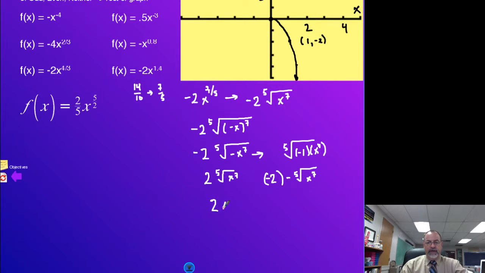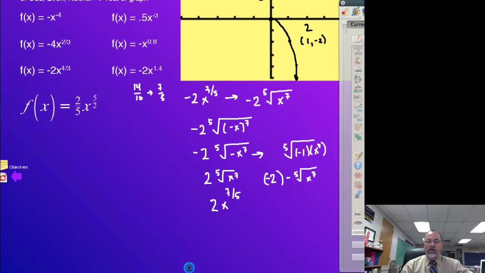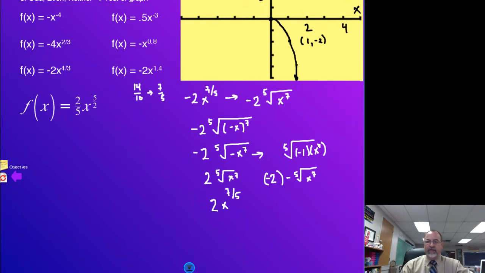So then I'm going to rewrite it in its fractional form. So that's going to be 2 times x to the 7/5 power. So when I substitute in a negative x, I get the opposite function that I began with, which means I have what? I have an odd function, which means then that it's reflected around the origin.